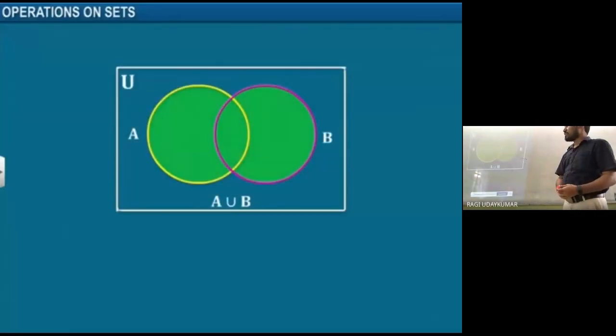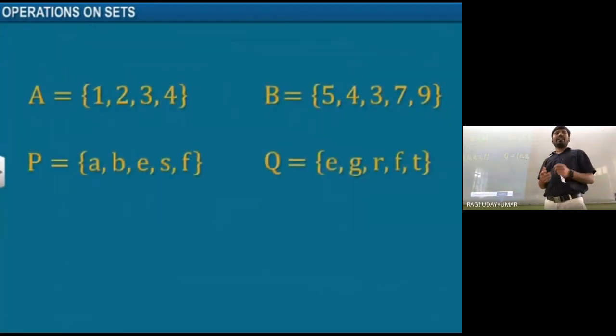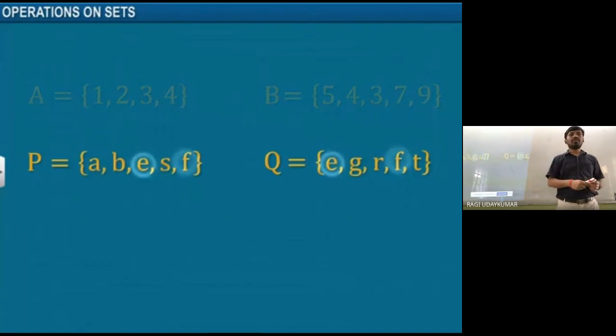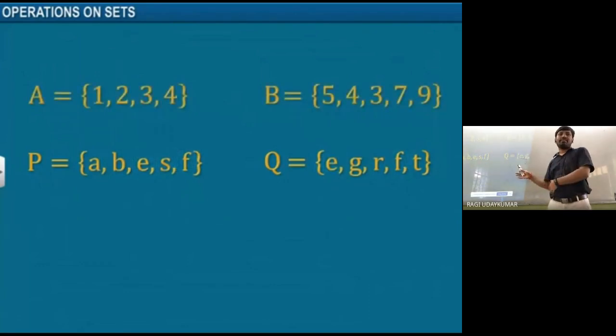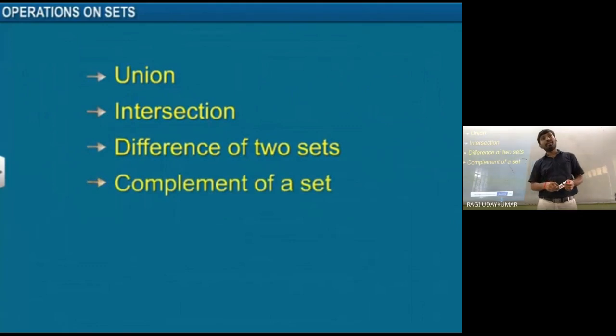So what are the different operations we are having here? Normally union, intersection, difference operations will be there. Union of the two sets is nothing but the elements. Suppose A is one set having 1, 2, 3, 4, and P is A, B, E, S, F, Q is E, G, R, F, T. Some sample sets are taken into consideration in this situation. So union of the two sets, intersection of the two or more sets, the difference of the two sets, and the complement of a set. These are the things we are going to learn here now.